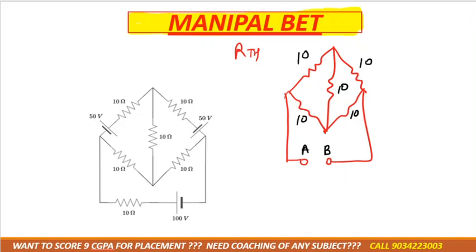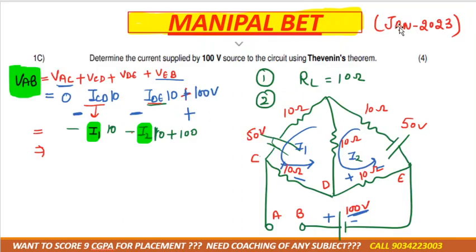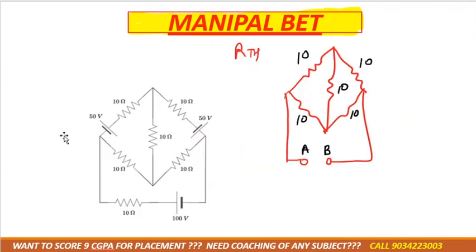Now see back to the question of Thevenin theorem from your paper January 2023. First we have calculated the voltage VTH. Then in that case we need to calculate RTH. Now just imagine that you are standing at A and you need to go towards B.